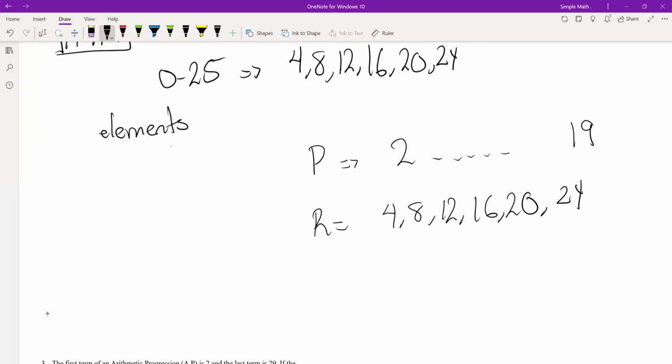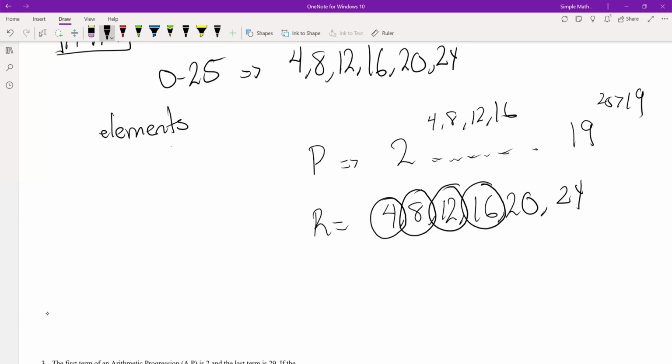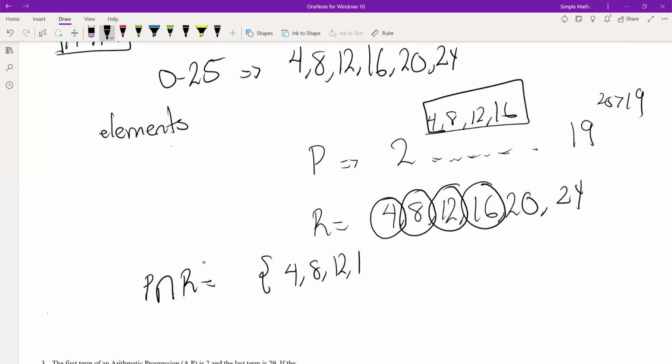Obviously, 4 is between 2 and 19. 8 also falls within that range. 12, yes. 16, yes. 20, no, because 20 is greater than 19. So the numbers that fall within this range are 4, 8, 12, 16. All right, so this will be your answer. P intersection R is 4, 8, 12, 16.